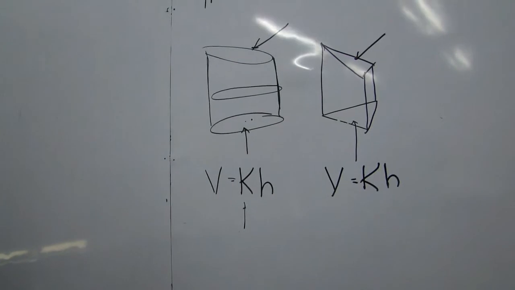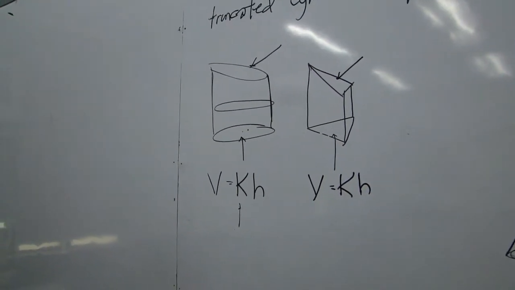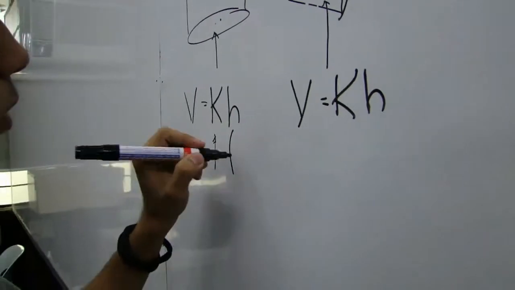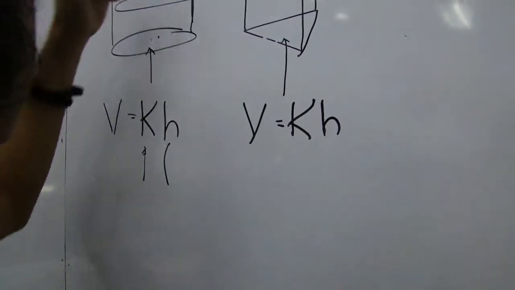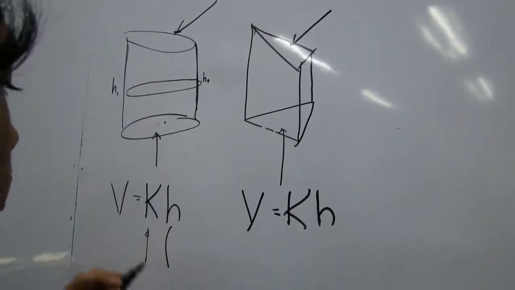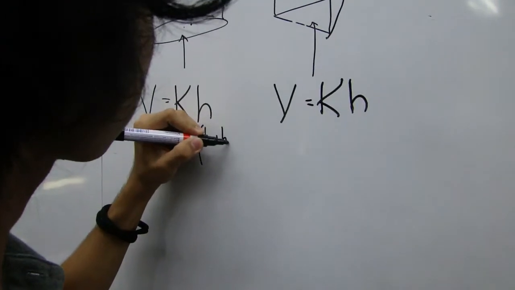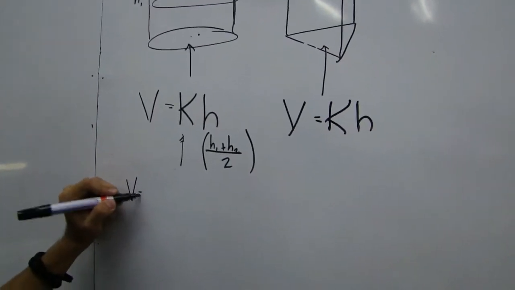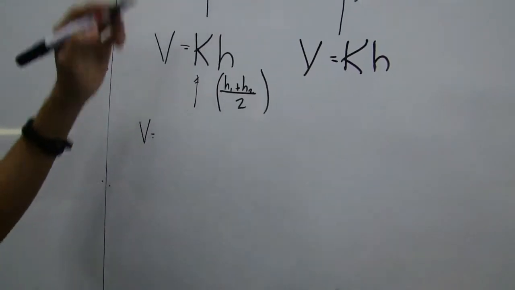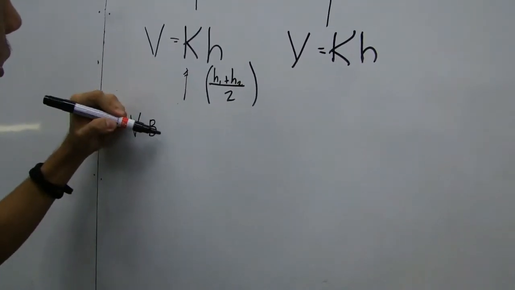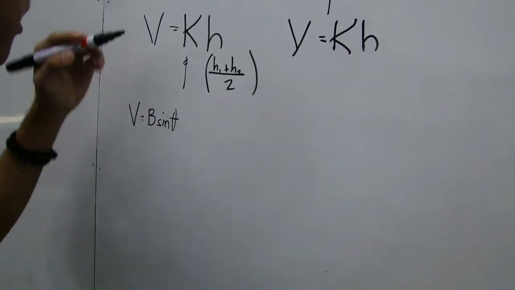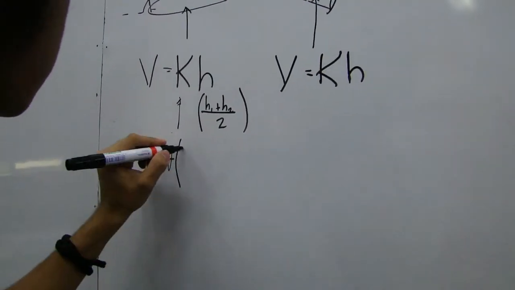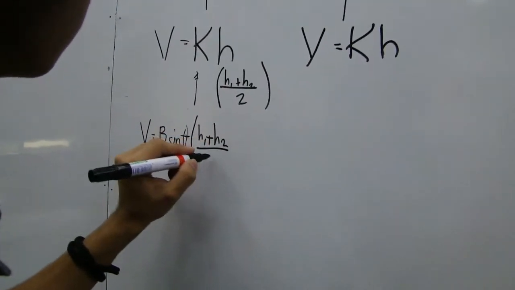And since we can't find multiple lateral edges in the truncated cylinder, H is denoted as the highest edge and the lowest edge. The sum of those divided by 2. So then the formula for the volume of a truncated cylinder is K, which is the area times sine theta, which is the angle of inclination with respect to the base, times height 1 plus height 2 all over 2.